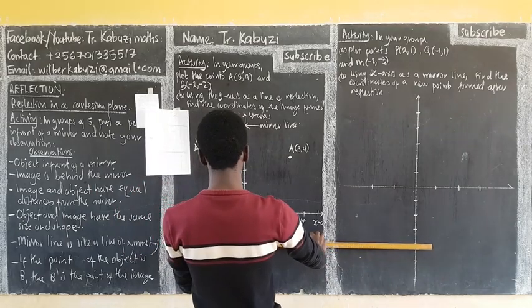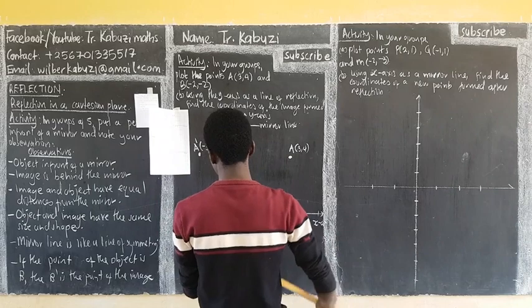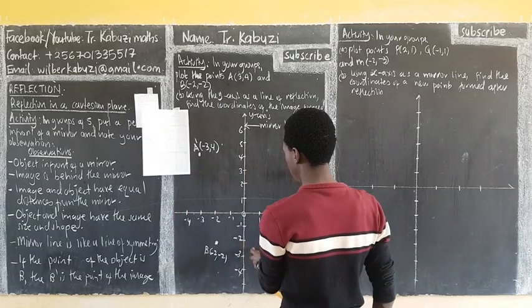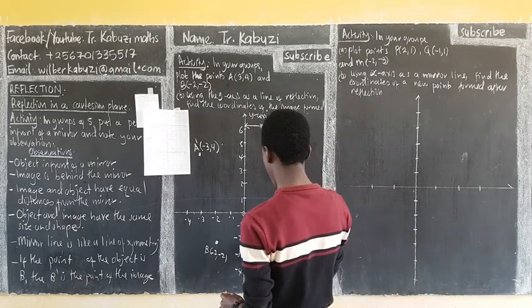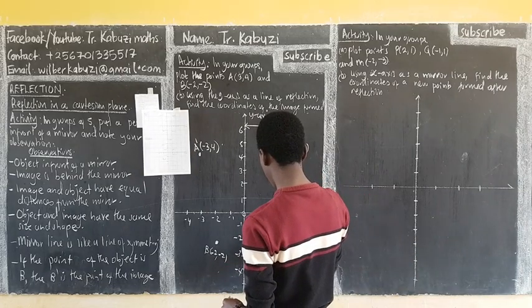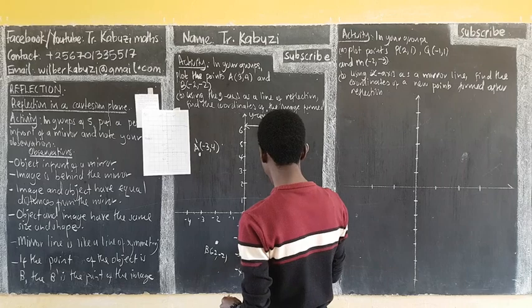So this is negative 2. From here, there are 2 units. So meaning this side is going to be 2 units, which is going to be here. So this is going to be my B line.